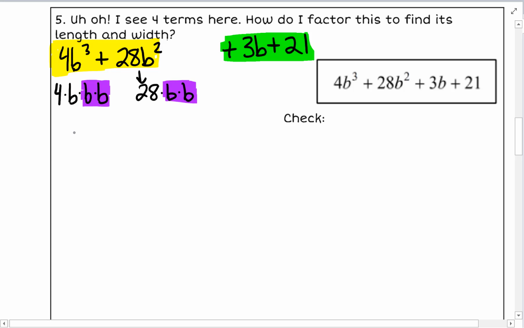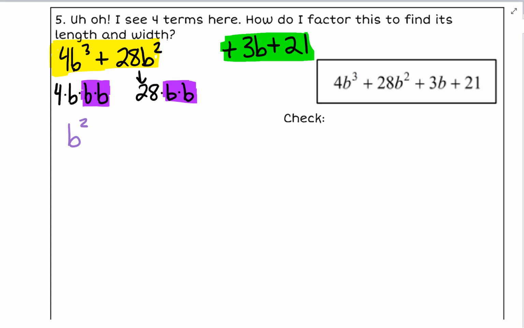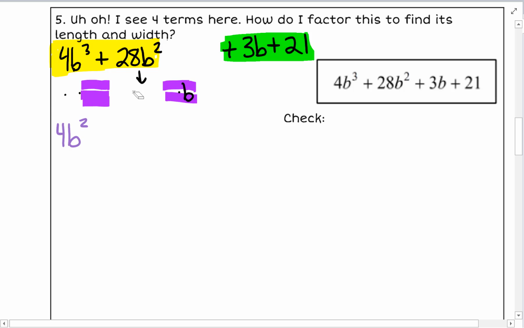So b squared will be a part of this GCF. And as far as the numbers are concerned, I know that 4 actually goes into 28, and 4 is definitely the largest number that goes into both 4 and 28. So that will be a part of our GCF. 4b squared is our GCF for this first group.